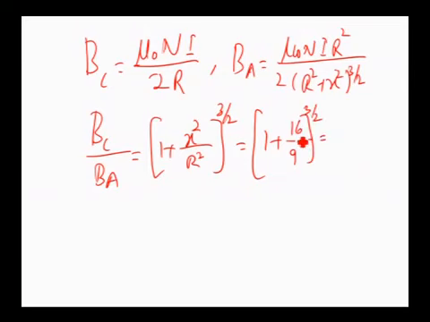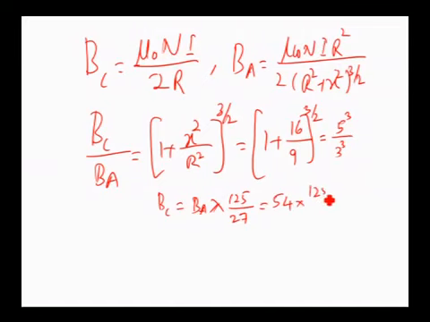Okay, when you solve this, then magnetic field at the center equals magnetic field at a point on its axis into 125 divided by 3 cube, which is 27. If you substitute the magnetic field at a point on its axis, which is 54 microtesla, remember it is in micro, this is 54 into 125 divided by 27. 27 and 54 you can easily divide, which is 2.